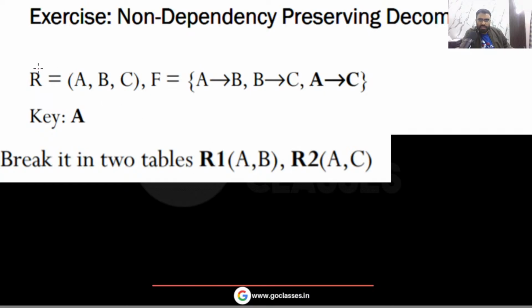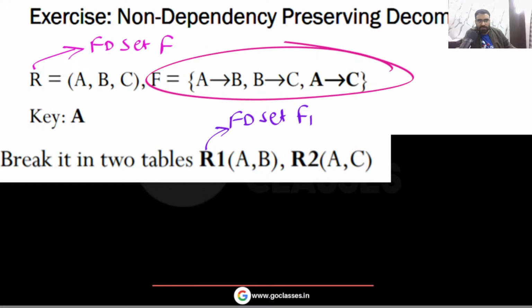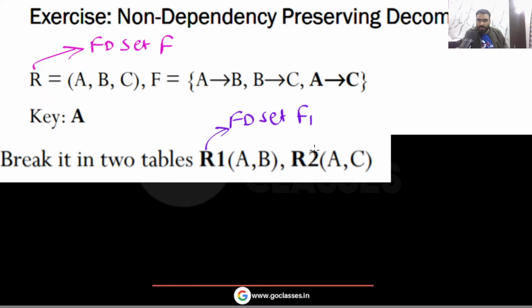Already you can see that this relation R has FD set F. We need to find which functional dependencies will hold in R1. So we have to find the FD set F1, the projected FDs on R1. Similarly for R2 also we need to find the FD set F2. Basically, which FDs will hold among the attributes AC. So first we will find what is F1.